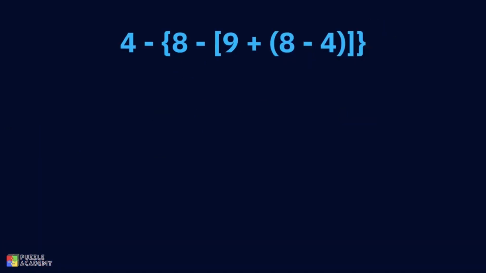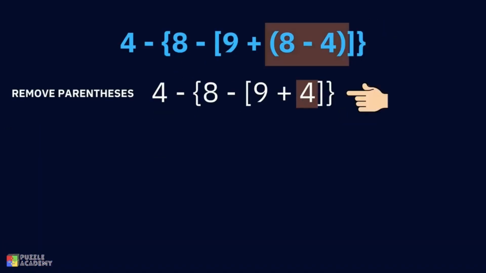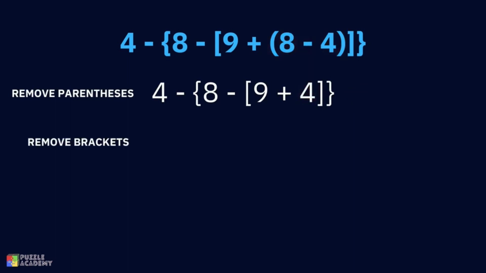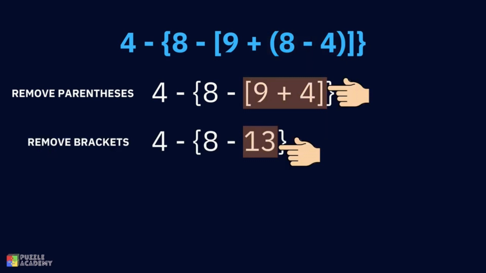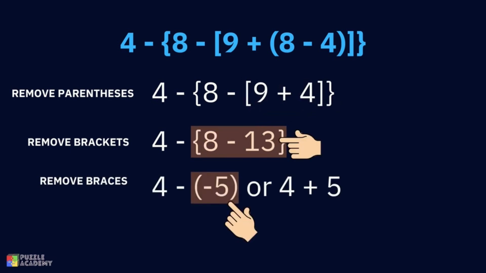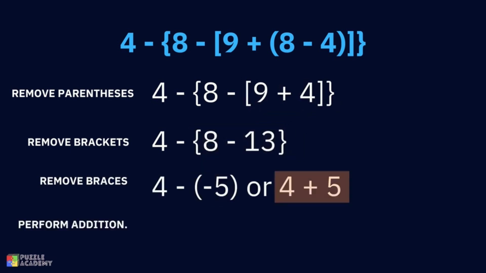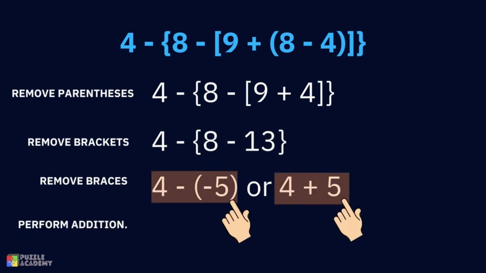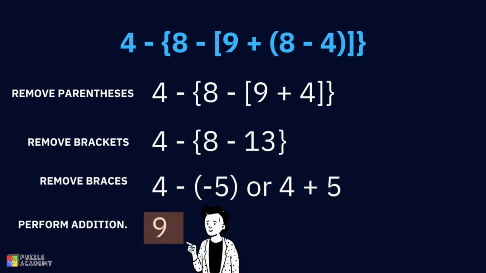Now, how do you work out this given? First, we write the given. Then we remove the parentheses. 8 minus 4 is 4. Then after that, we remove brackets. 9 plus 4 is 13. Then remove braces. 8 minus 13 is negative 5. Then we just perform the addition. 4 minus negative 5 is positive 9.